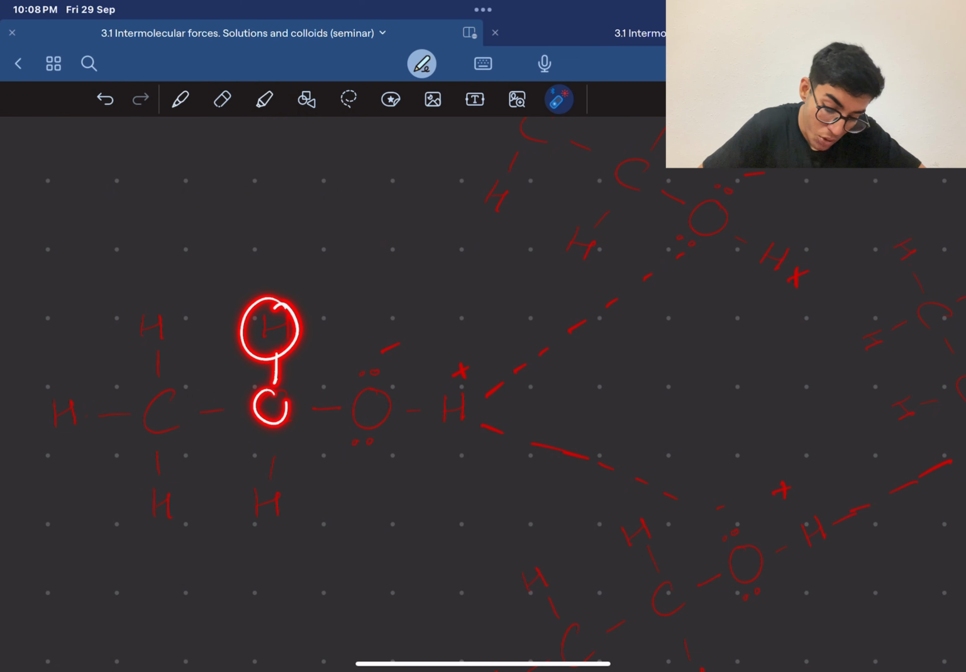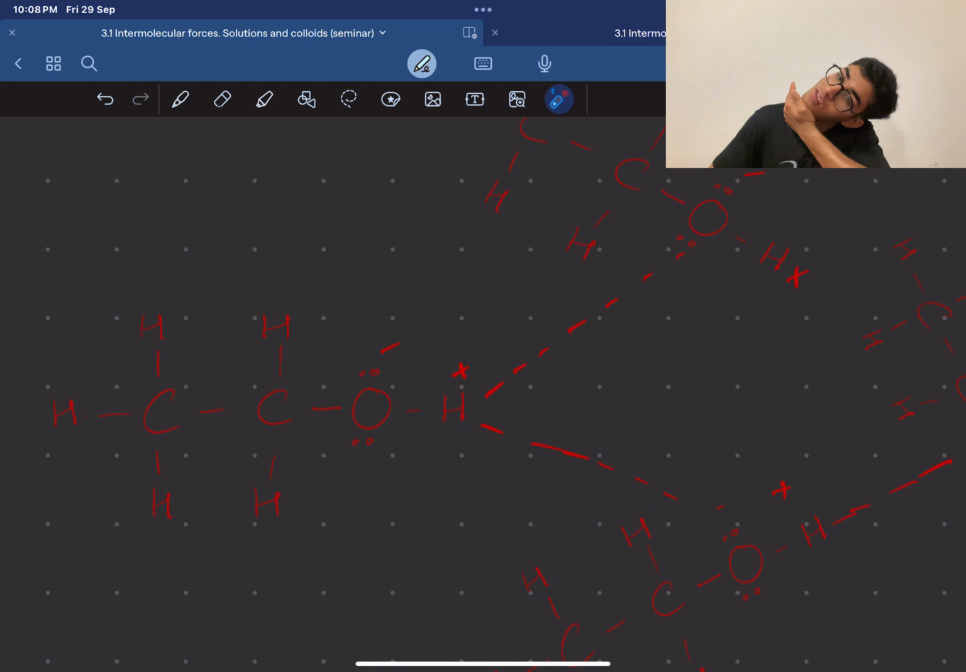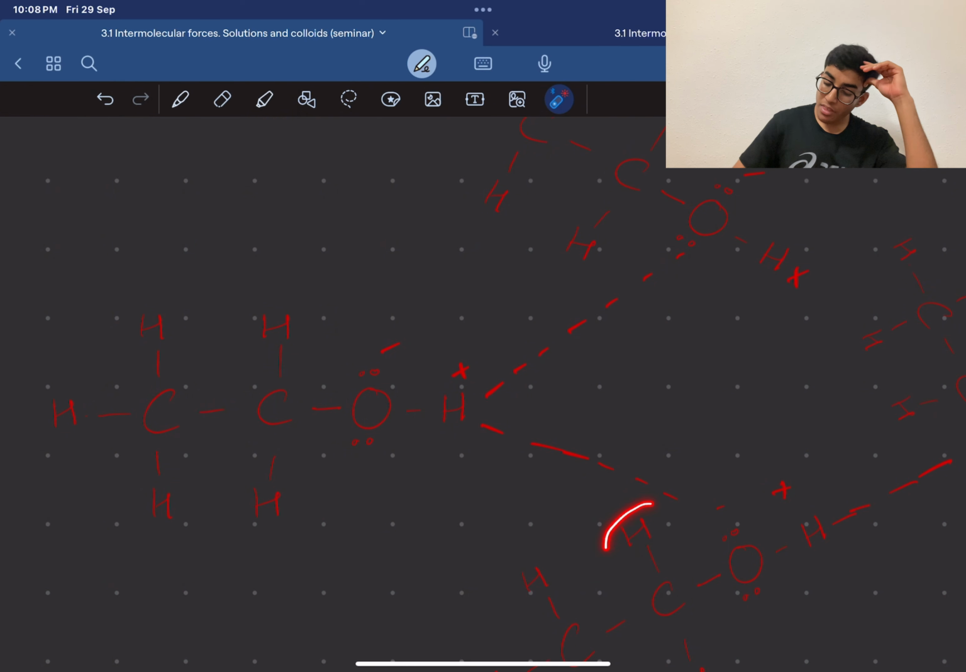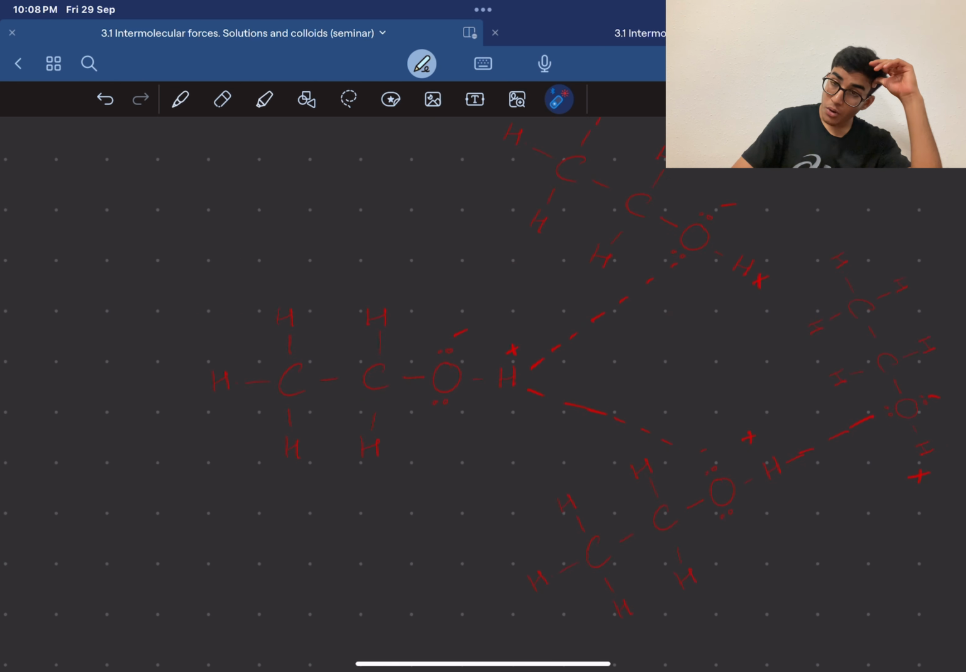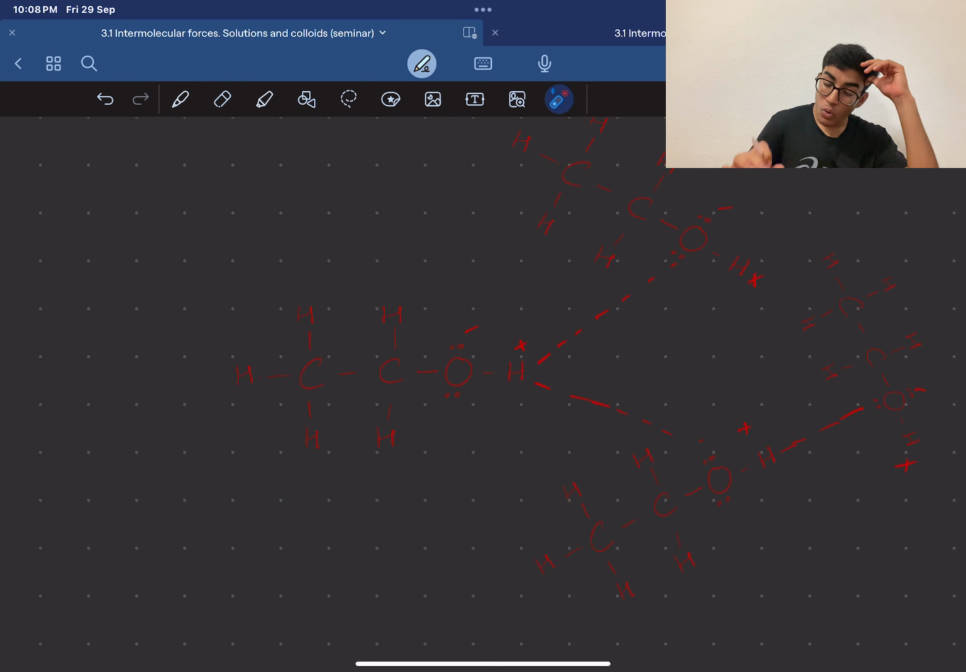First of all, H is not attached to O or N or F. It's attached to a C, and we don't care about C. So this is not a hydrogen bond. Okay, fine. Now, can this hydrogen attached to the C make a bond like that with O? Will that be a hydrogen bond? No. Hydrogen bonds will only be formed with OH, NH, FH.